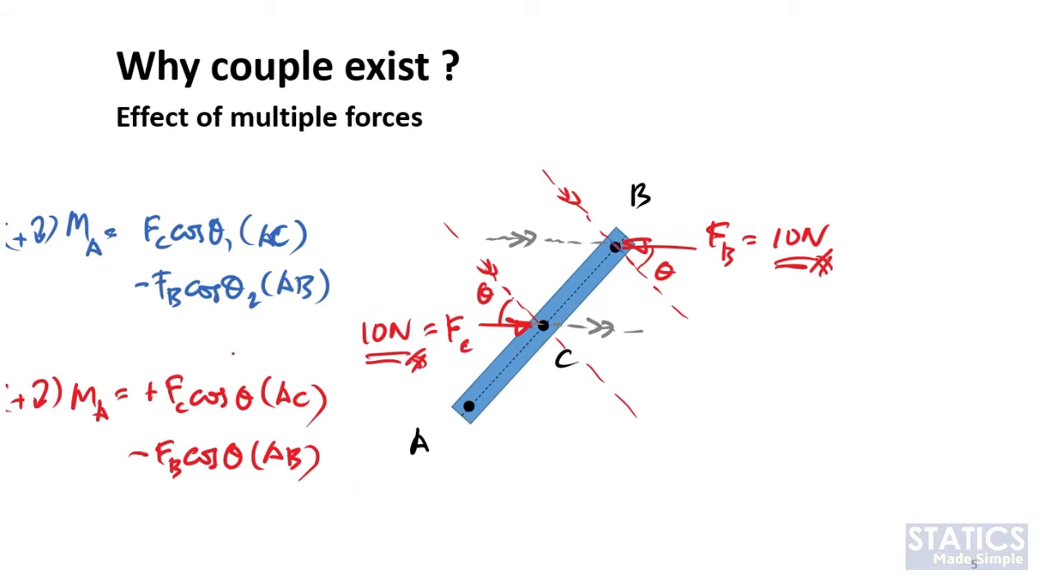Now in this case it is quite difficult to visualize things because we don't have numbers here. We can't see whether it is the same or not. I'm going to replace this AB and AC with a number. So let's say AC is 2 meter, BC is also 2 meter. So moment at A due to these two forces is equal to 10.